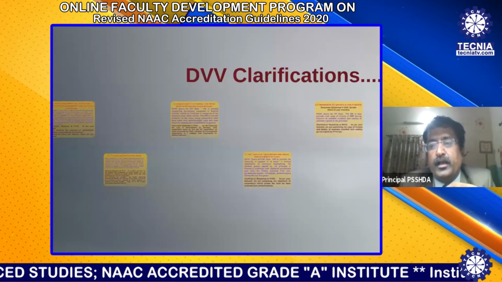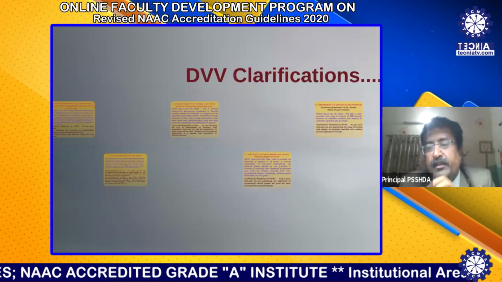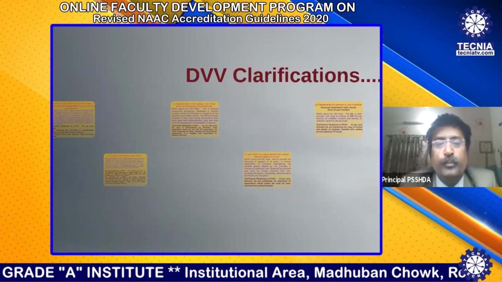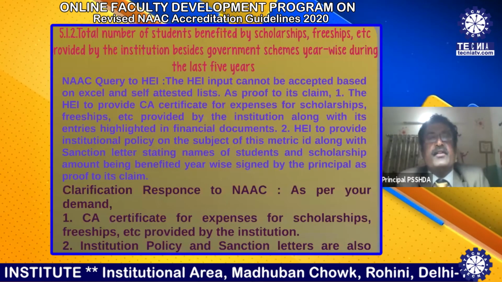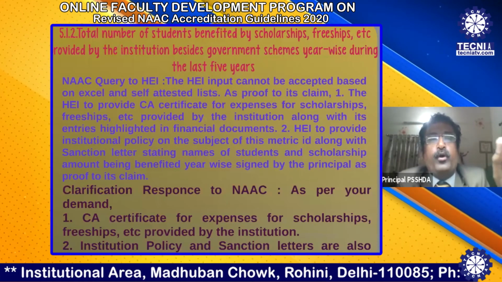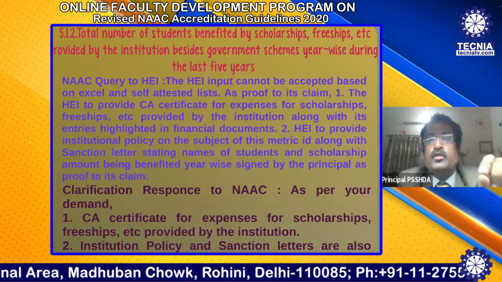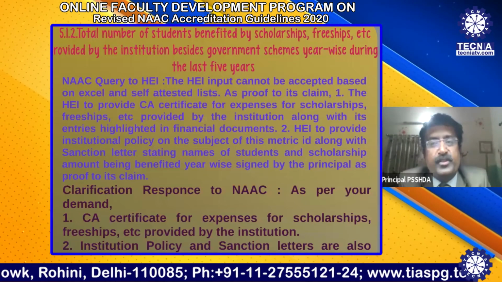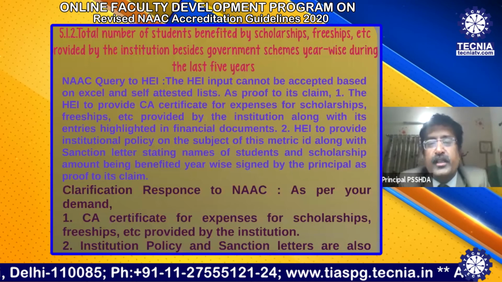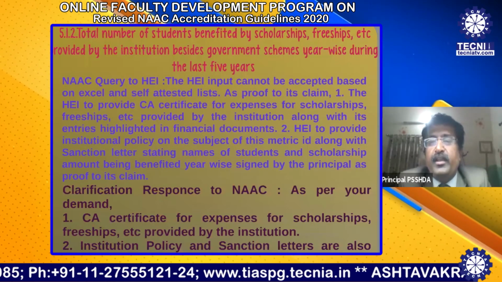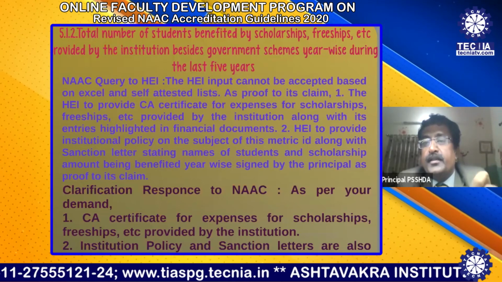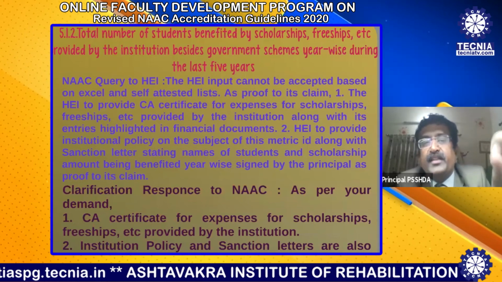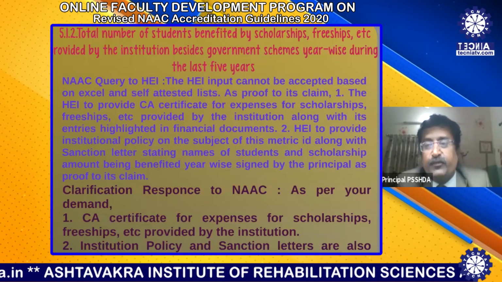See what kind of questions or queries the DVV agency may give to us, and which kind of document we have to submit to the DVV agency. Like this is our query in matrix 5.1.2, the total number of students benefited by scholarship and freeship. We had submitted all the documents with the signature of the principal, with sign and stamp, all these things. Still, the query was that DVV wants all the documents not only signed by the principal, but certified by a chartered accountant. So they need a certificate from a chartered accountant.